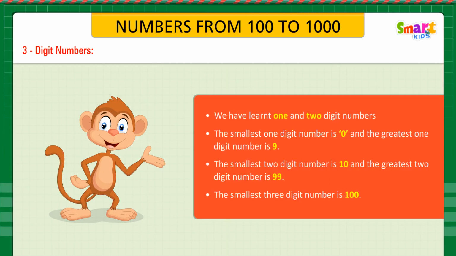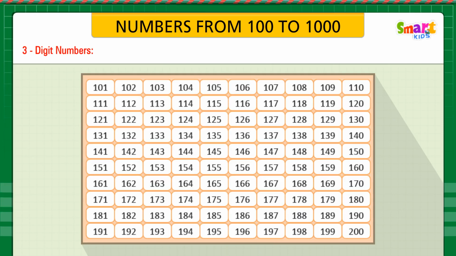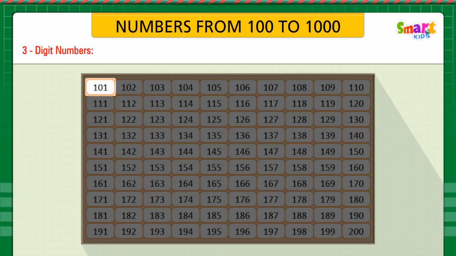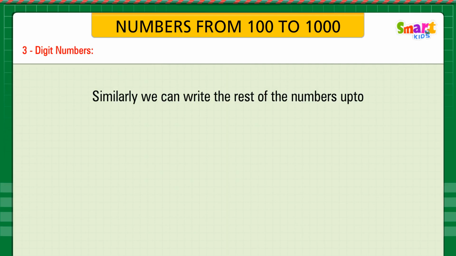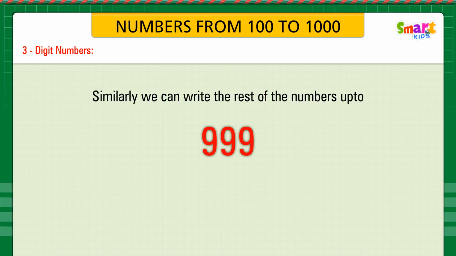Now, let us travel further and look at the rest of the 3 digit numbers. See the table. Starting from 101, let us write the numbers up to 200. Similarly, we can write the rest of the numbers up to 999. So, 999 is the greatest 3-digit number. In a 3-digit number, there are 3 place values: ones, tens, and hundreds.